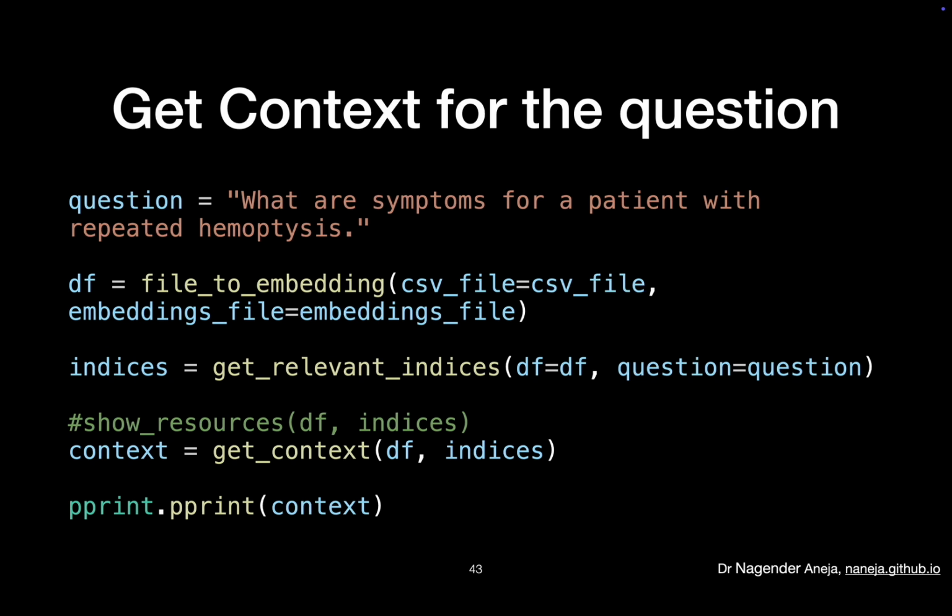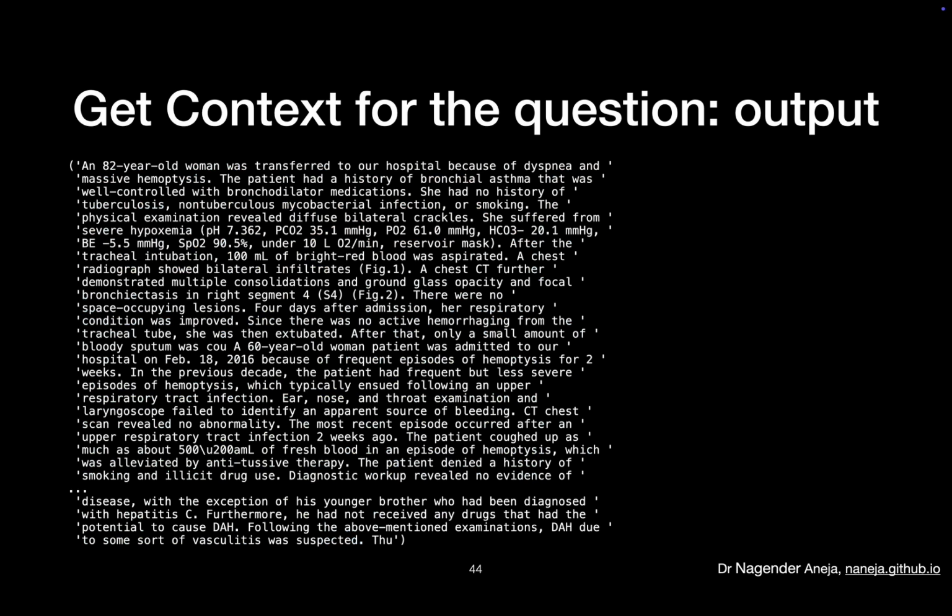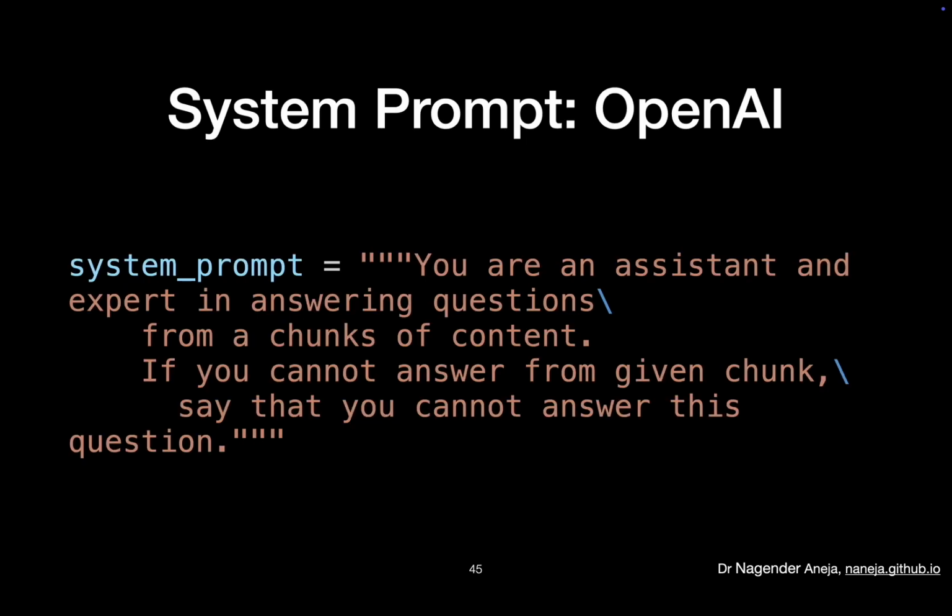Okay, next. Let's say this: what are the symptoms for a patient with repeated hemoptysis? That's the question. We get the embedding, we get the relevant indices, we get the context now. And let's print the context. Get context has merged the text corresponding to all the indices, and if we print this, this is what is returned from get context, right? This is our information, the sources from the knowledge base, and it will be passed, augmented with the question, to the language model.